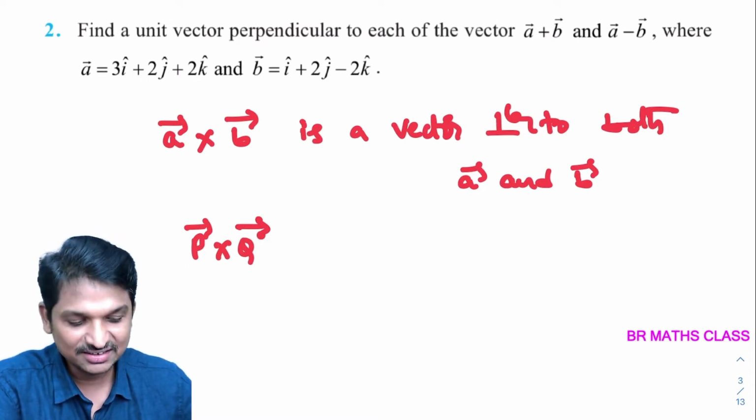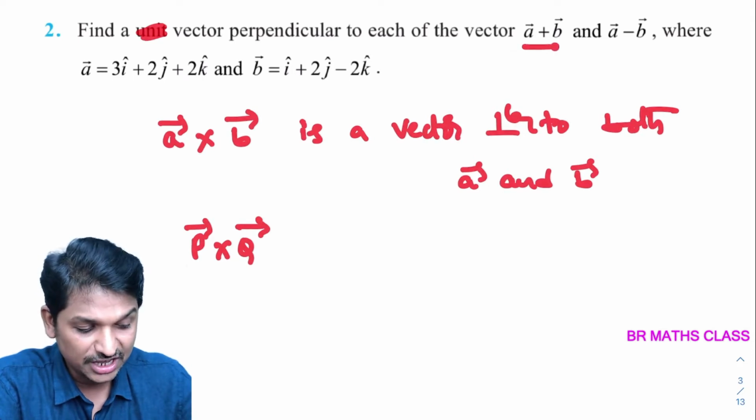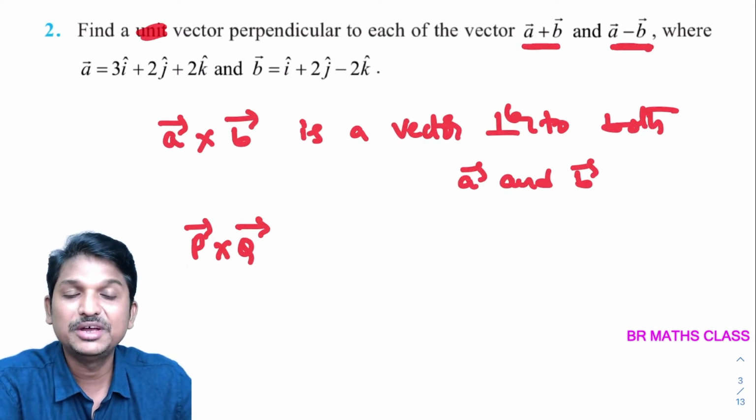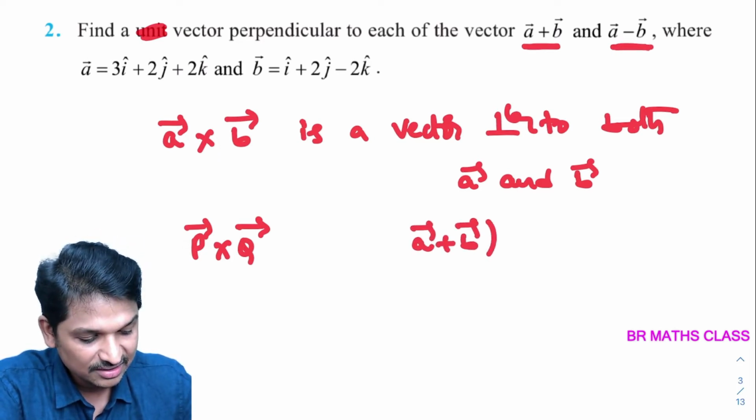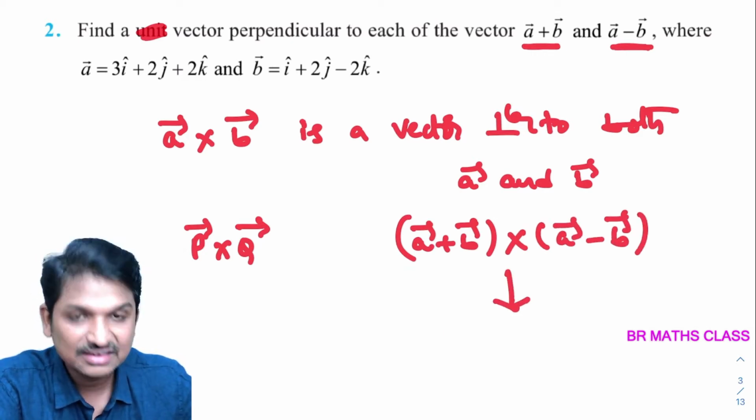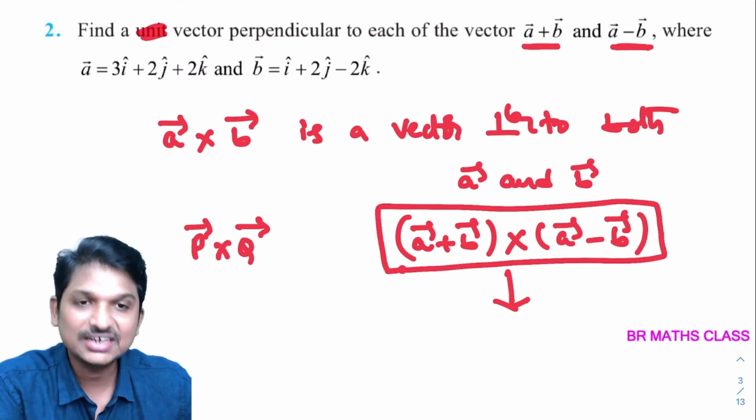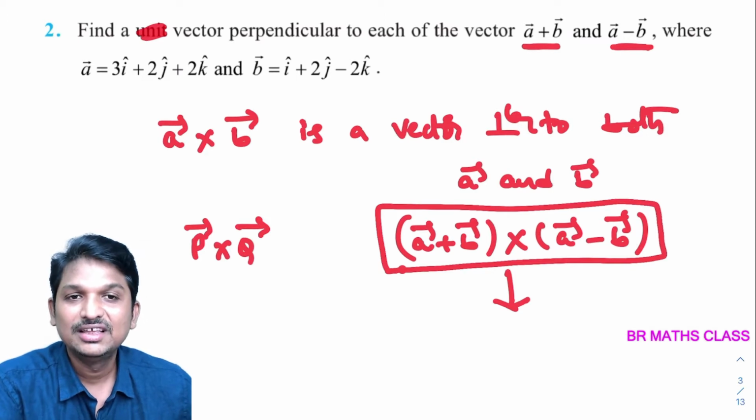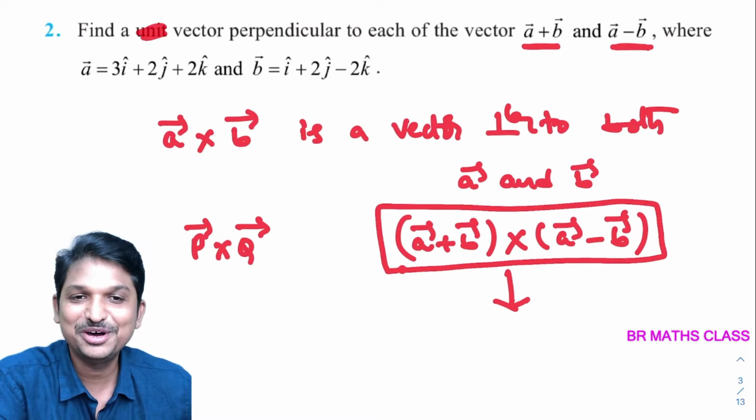Okay, here what they are asking, find a vector. Keep this unit vector aside, I'll discuss that also. Find a vector perpendicular to a bar plus b bar and a bar minus b bar. Then what do we need to calculate? Answer. A bar plus b bar cross a bar minus b bar. What is this? This is a vector. Whatever you are getting here, that is a vector, right? It is a vector. This vector is perpendicular to a bar plus b bar as well as a bar minus b bar.